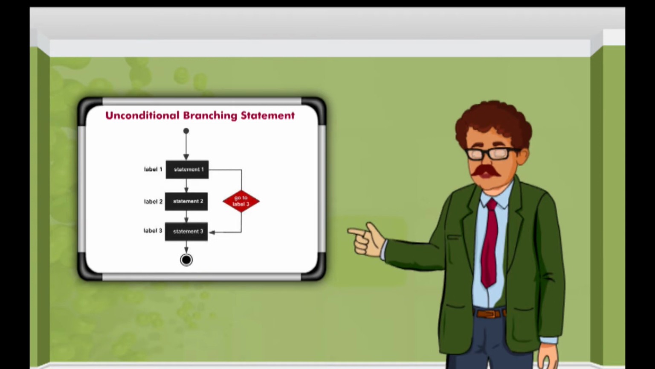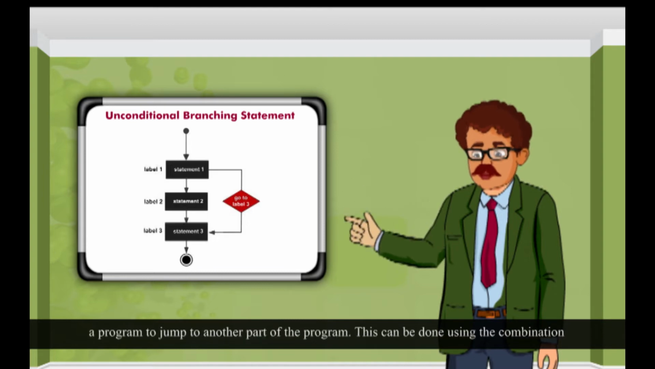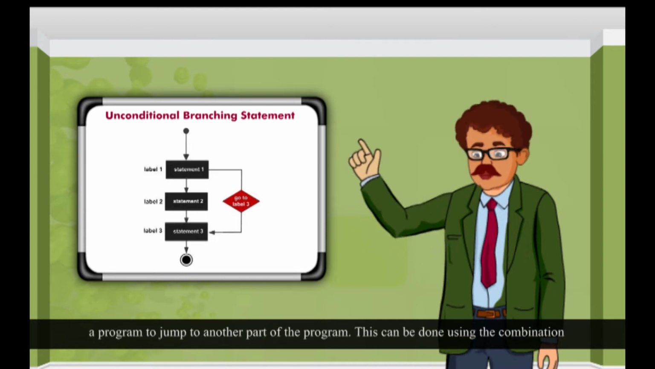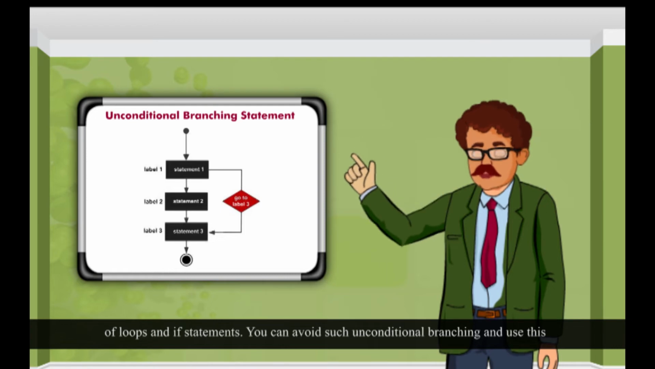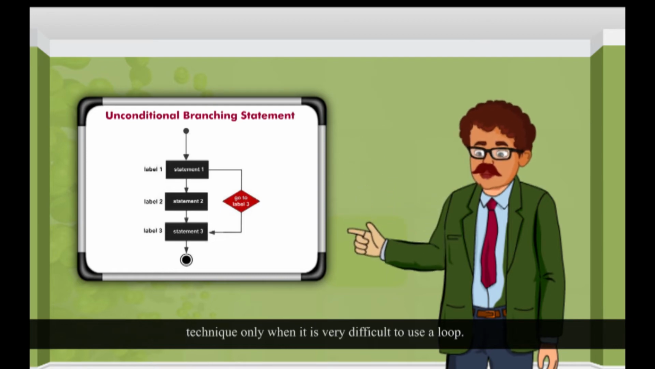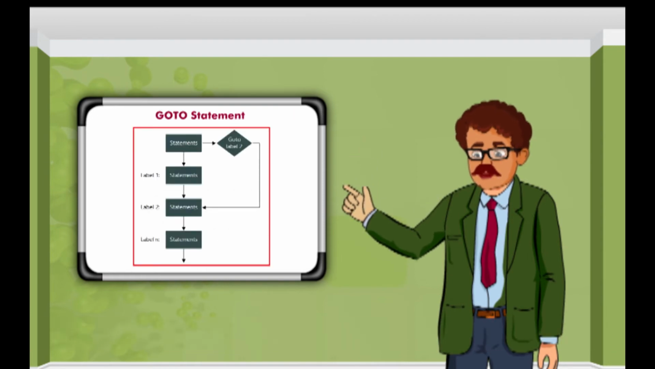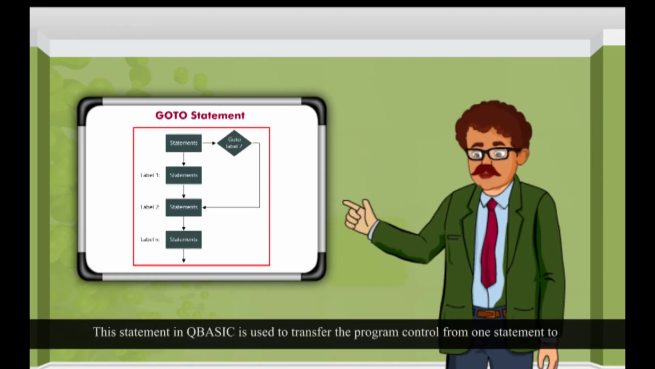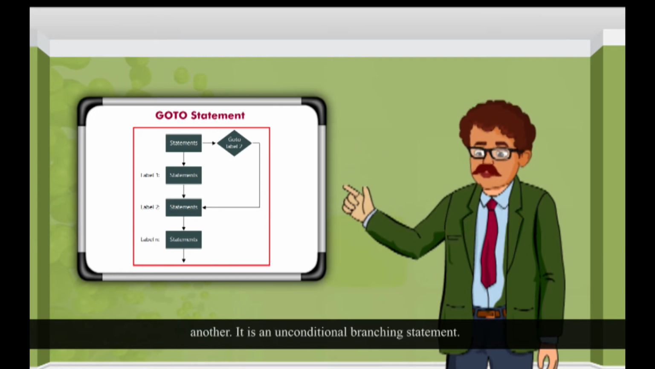Unconditional branching statement. Unconditional branching statement is used when the programmer forces the execution of a program to jump to another part of the program. This can be done using the combination of loops and if statements. You can avoid such unconditional branching and use this technique only when it is very difficult to use a loop. Goto statement. This statement in BASIC is used to transfer the program control from one statement to another. It is an unconditional branching statement.